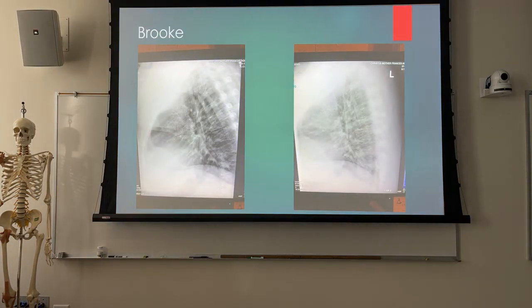Wow. That's a barrel chest right there. So what do we got with this guy? I just remember we just couldn't fit him on. Yeah, that's a big barrel chest.